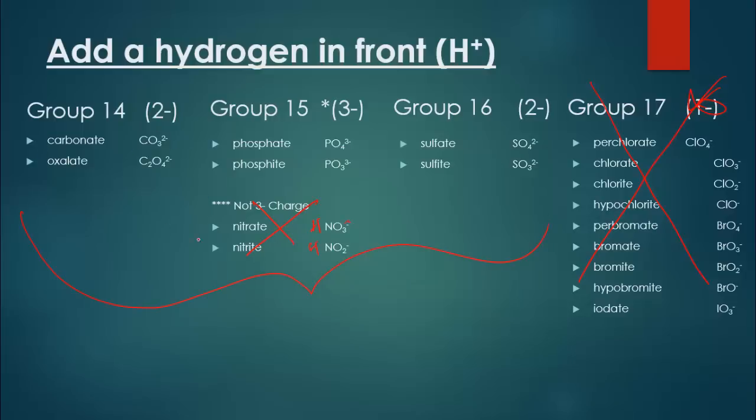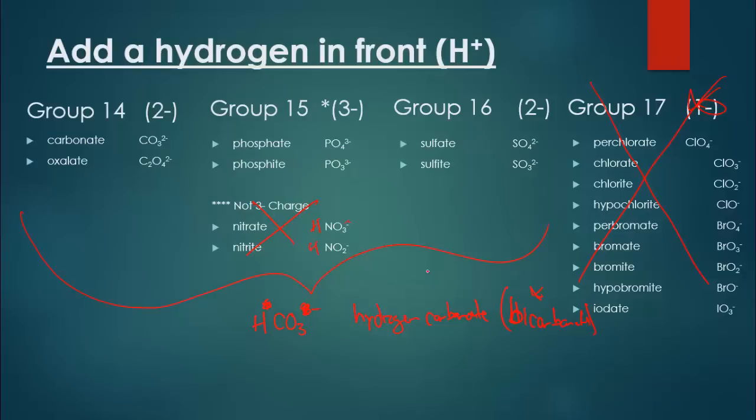So let's take carbonate here, which is CO3 2 minus. And if you add a H plus in front of it, the new charge is just minus 1, so HCO3 minus. And this has two names. It's either called hydrogen carbonate, or it's also called bicarbonate. And this one's actually probably the more common one, the bicarbonate, like sodium bicarbonate, which is baking soda.